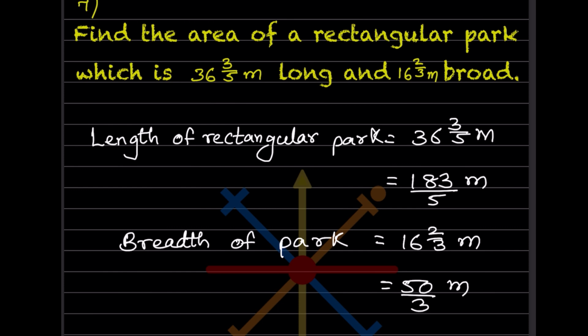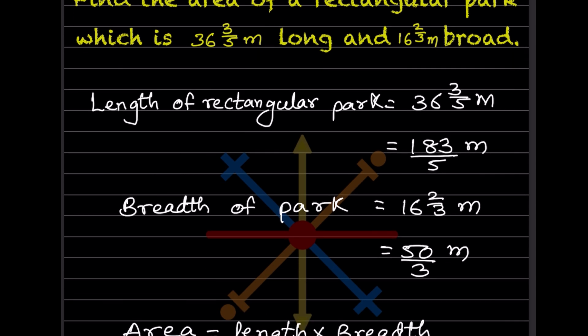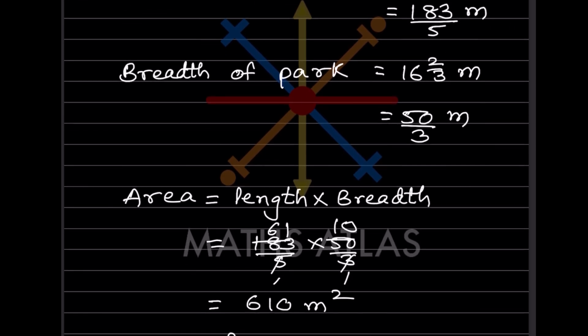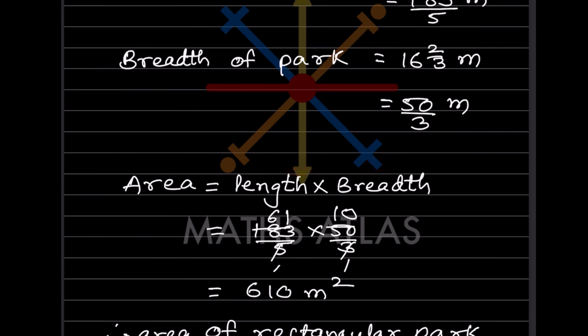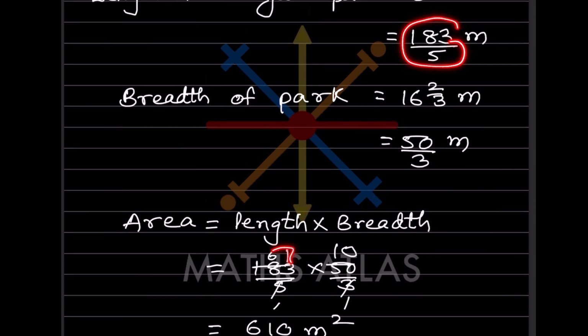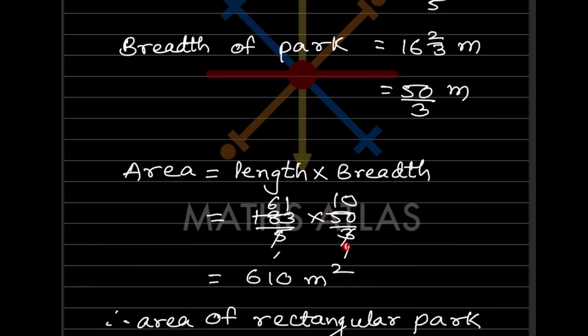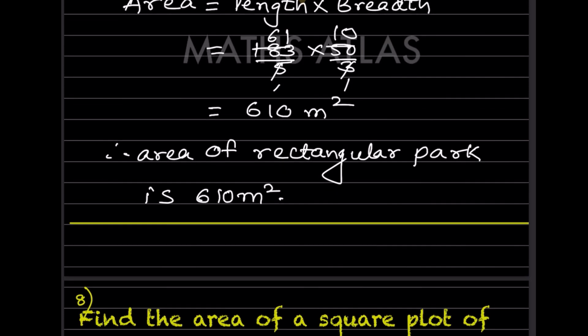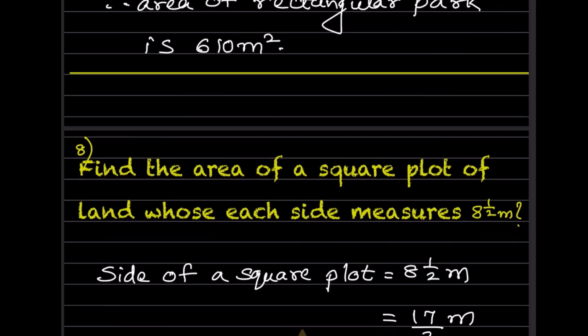So now we want the area of the park, that is a rectangle. So you know the area of a rectangle is length into breadth. So here the length is here and the breadth is here. So this is going to be 61 and 10, so 610 meters square. So the area of the rectangular park is 610 meters square.